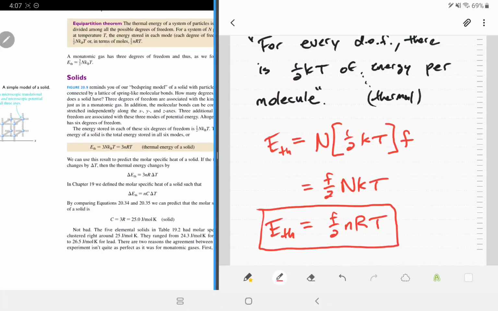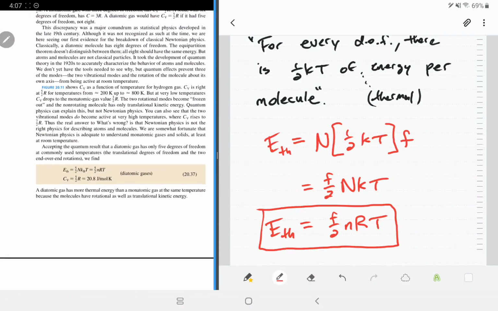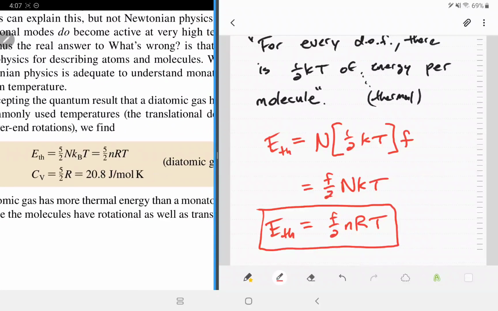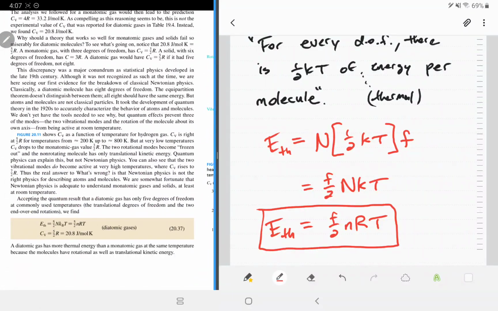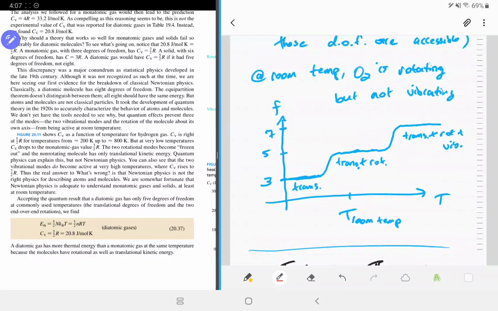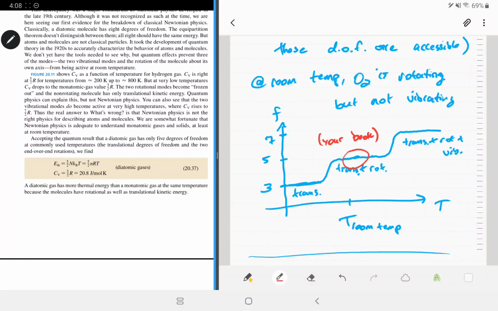So if we go down to a diatomic gas, solids is a different story, for a number of accessible degrees of freedom. For diatomic molecules, see right here, E thermal is 5 halves nRT. So they plugged in F equals 5 for that one. And the reason they did that was they're considering room temperature, where we're in this region right here. So your book always assumes that diatomic molecules are at room temperature. They're assuming that you always have temperatures around 300 Kelvin or so. And that's why they went ahead and plugged in F equals 5.